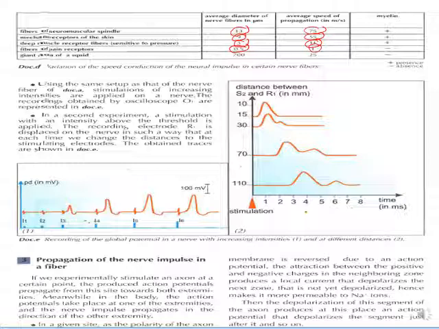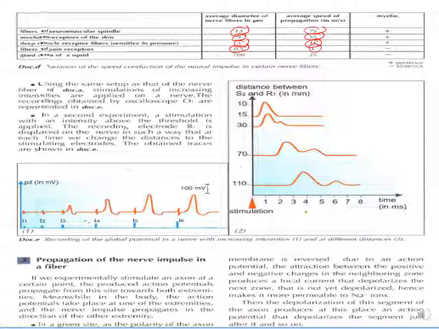Using the same setup as that of the nerve fiber of document A, stimulations of increasing intensities were applied on the nerve. The recordings obtained by oscilloscope O1 are presented in document E. In the second experiment, a stimulation with intensity above the threshold is applied. The recording electrode R1 is displaced on the nerve, so that each time we change the distance from the stimulating electrode, the obtained traces are shown in document E.